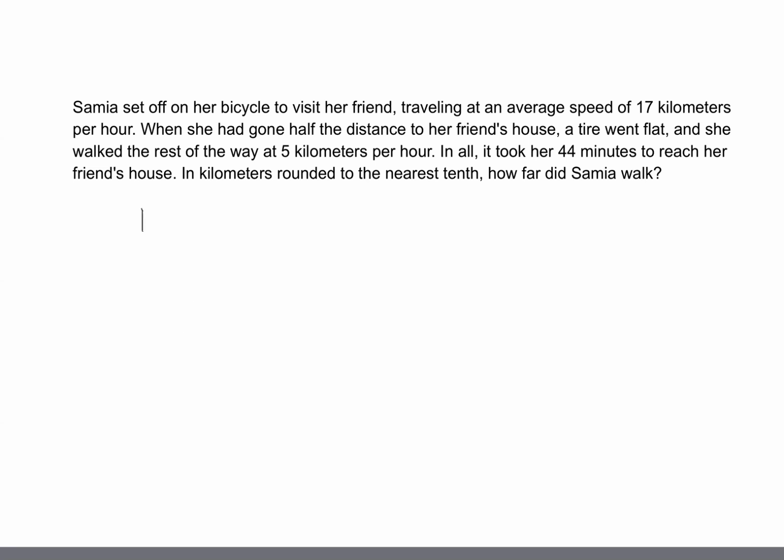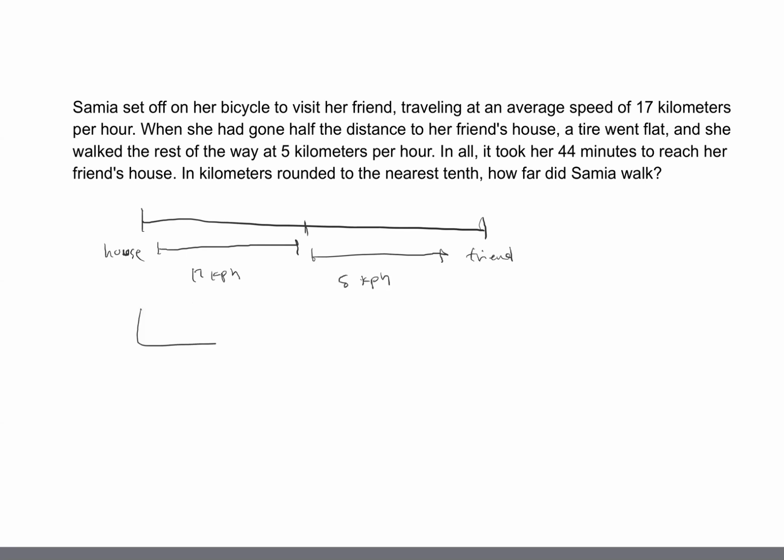Okay, let's look at this. So let's say that this is her house. This is her friend's house. So she traveled half the distance at 17 kilometers per hour, and the other half at 5 kilometers per hour. And the total is 44 minutes, right? So I think you guys only calculated for the walking part.